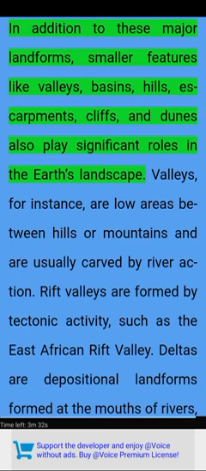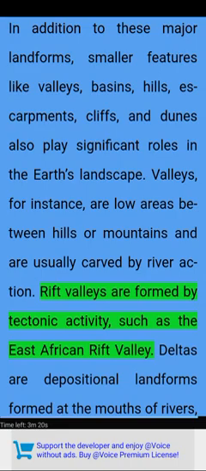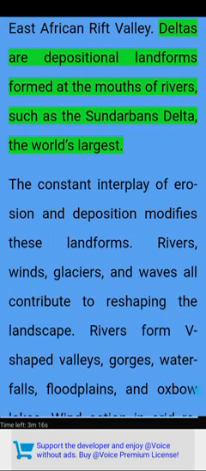In addition to these major landforms, smaller features like valleys, basins, hills, escarpments, cliffs, and dunes also play significant roles in the Earth's landscape. Valleys, for instance, are low areas between hills or mountains and are usually carved by river action. Rift valleys are formed by tectonic activity, such as the East African Rift Valley. Deltas are depositional landforms formed at the mouths of rivers, such as the Sundarbans Delta, the world's largest.